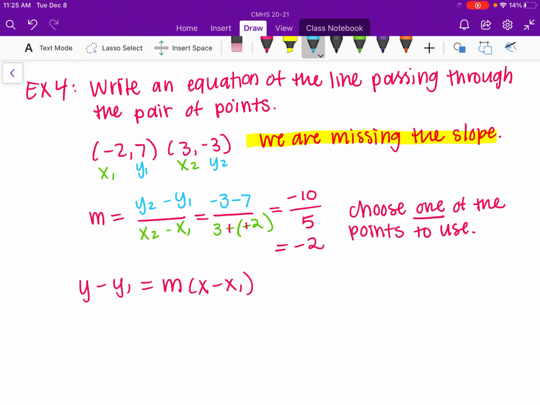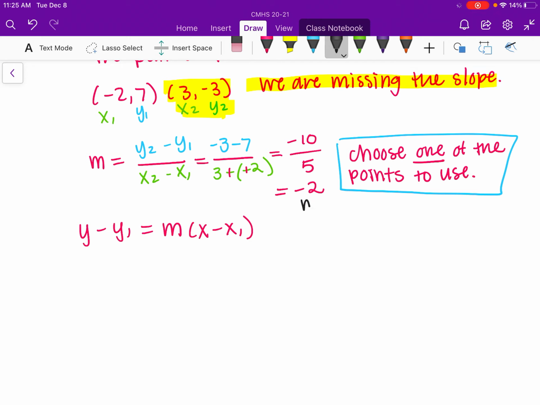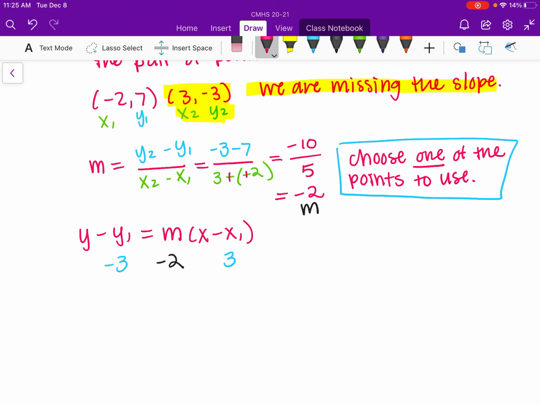Then what we do is we choose one of the points over here. You can choose the first one, you can choose the second one. I'm going to choose the second one, because why not, you know? And we plug it in. We have our slope right here, m, so plug that in, -2. And we have our x and our y. Our x is 3 and our y is -3. I use that from my highlighted point up there. Then we drag everything else down.